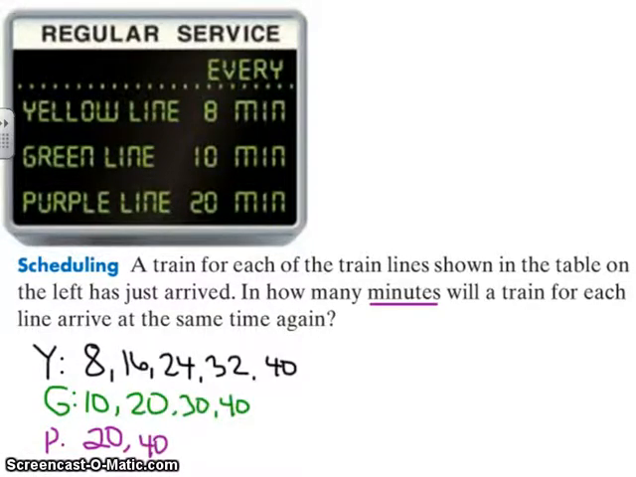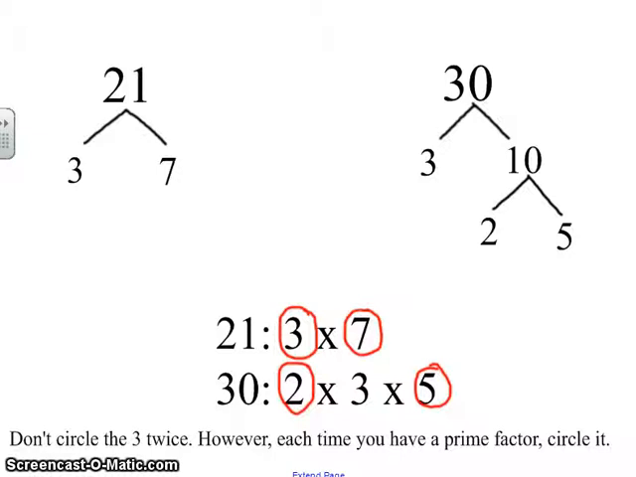If you continue listing out the multiples, you should come up with 40 as the least common multiple. Be careful, because you might see that 20 shows up in 2 of my lists, but it does not show up here. So I have to keep going, and 40 would be my answer. So 40 minutes. Now there's another way to find LCM, and that's using prime factorizations.